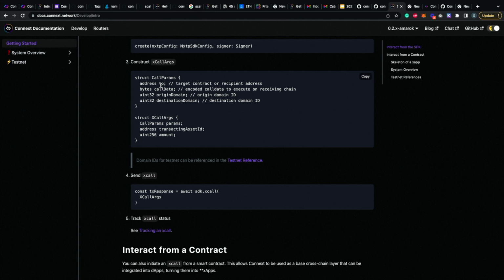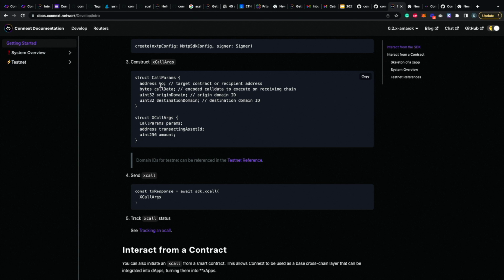Call data could be 0x if you are not interacting with any contract on the receiving side. If you are, then the call data will be an encoded function, which is an interaction happening on the receiving side. We can help you with that. We have examples, so nothing to worry about.